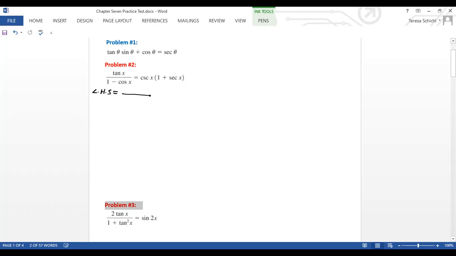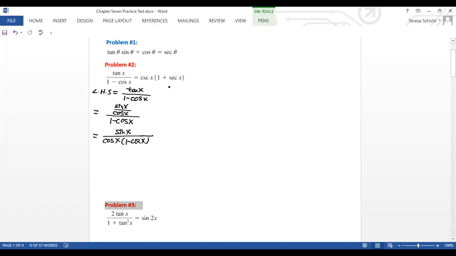So this is tangent x over 1 minus cosine x. Because we have a cosecant and secant, let's just change to the definitions. So this is the reciprocal, sine over cosine x, which is a tangent, right? Now I have 1 minus cosine x here. Let me simplify this a little bit. This is the sine x, this is the cosine x, and this is 1 minus cosine x.